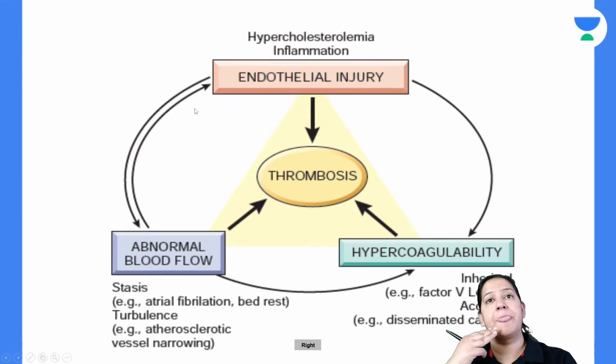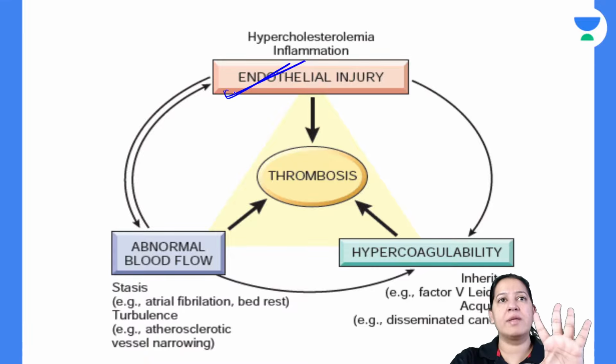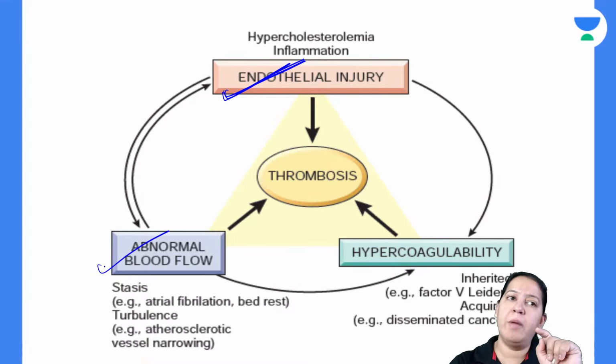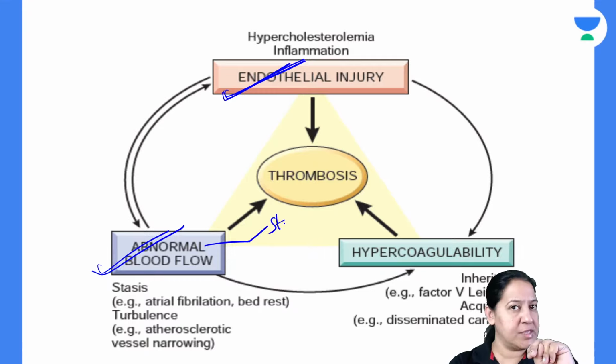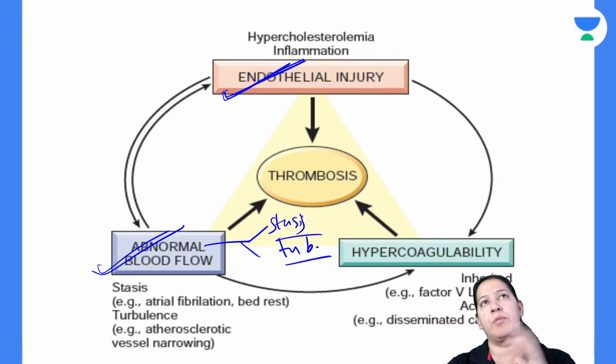What are the 3 reasons? Number 1, endothelial injury. I will explain what endothelial injury is. Number 2, abnormal blood flow. There can be 2 abnormalities in blood flow: either stasis of the blood flow or turbulence of the blood flow. One of the 2 abnormalities is there. And third, hypercoagulability of the blood.